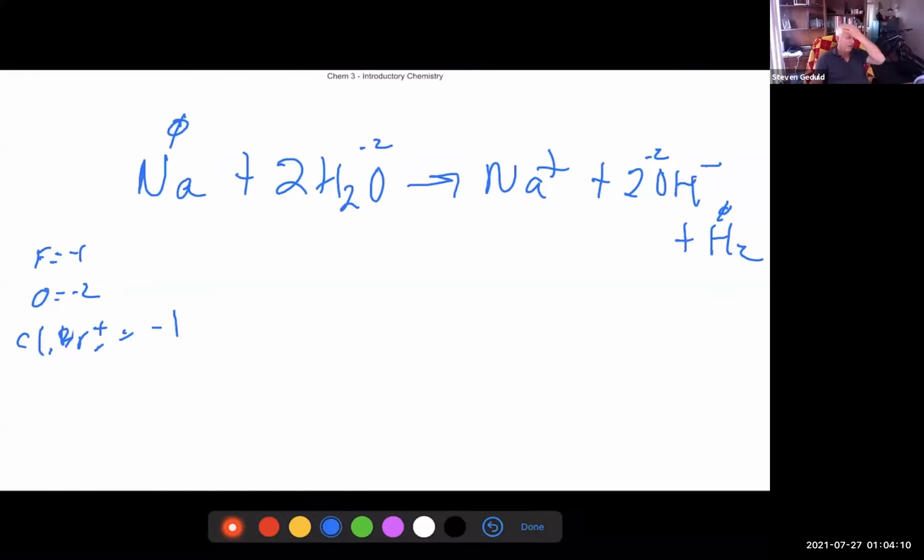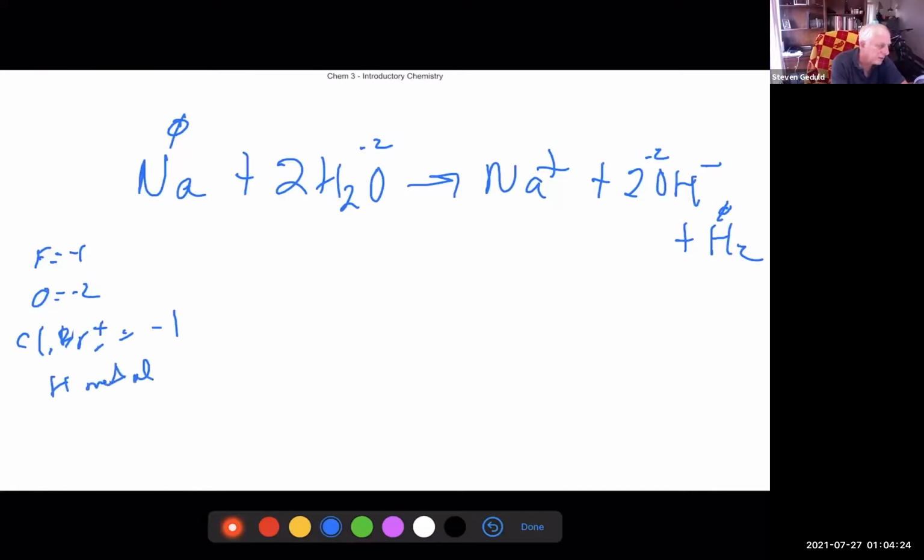If hydrogen is bonded to a non-metal, it's +1. If hydrogen is bonded to a metal, it's -1. So hydrogen bonded to a metal is always going to be -1. Hydrogen bonded to a non-metal is +1. Hydrogen here is bonded to a non-metal, so it's +1 here. And there are all the numbers.